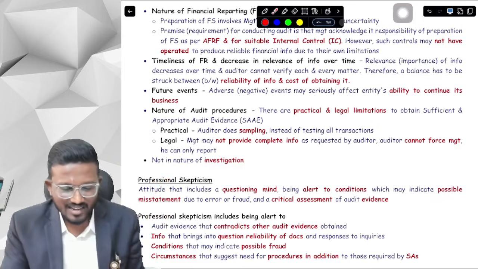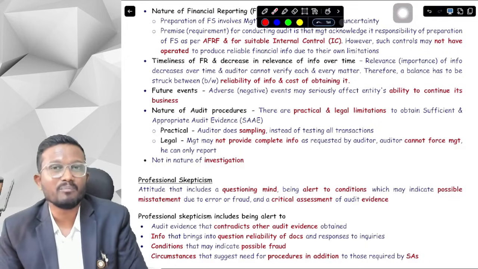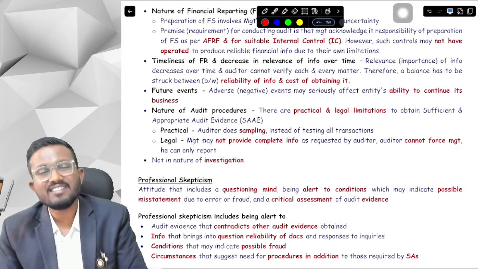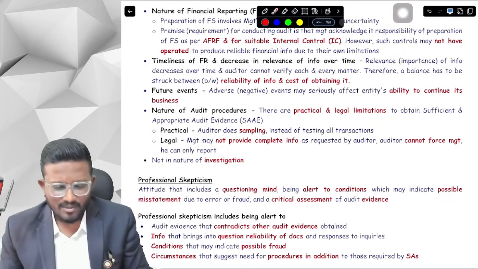Okay, yes, sir. And last is, it is not in the nature of an investigation, so we do not have specific legal powers, and our scope is general, whereas the investigation scope is narrower. Okay, yes, sir. So these were the inherent limitations of audit.